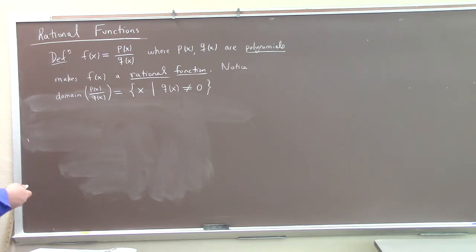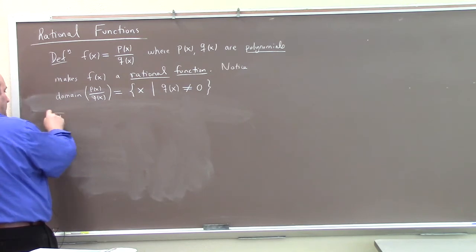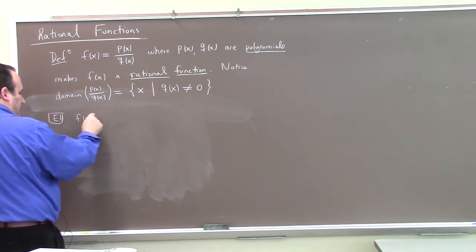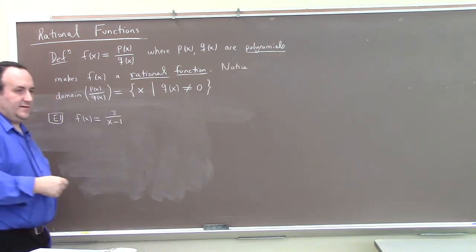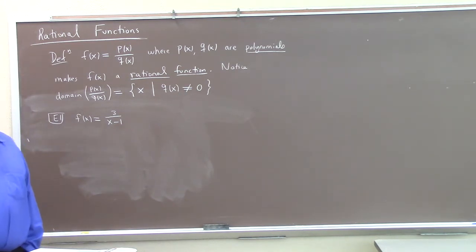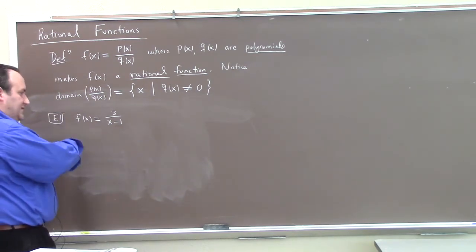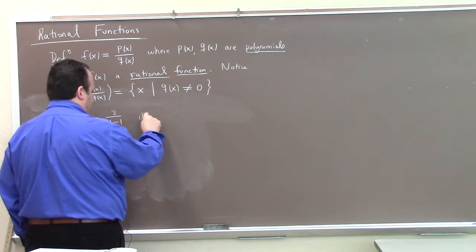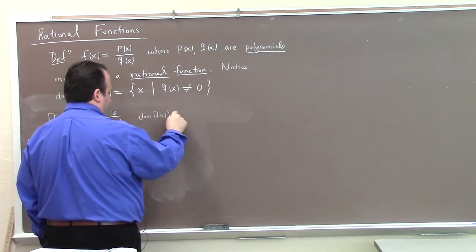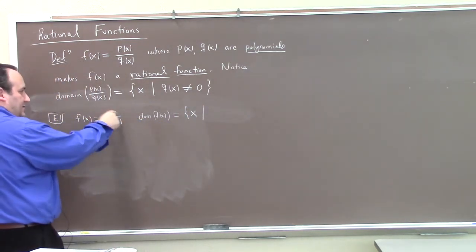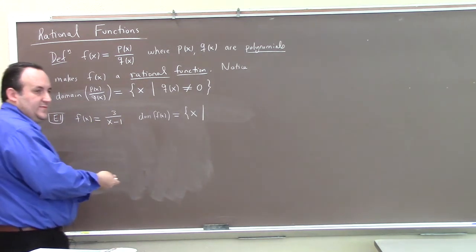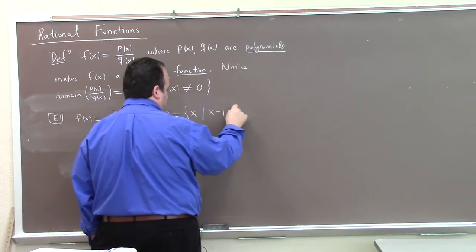Okay, so let's look at a few examples of finding domain. Start out relatively simple. f of x equals 3 over x minus 1. Is 3 a polynomial? Yeah, a number is a polynomial. It's a kind of silly polynomial, but a constant function is a polynomial of the most basic type. So this is a rational function. What's its domain? x such that what? We need q in the denominator to be not equal to 0, right? x minus 1 not equal to 0.